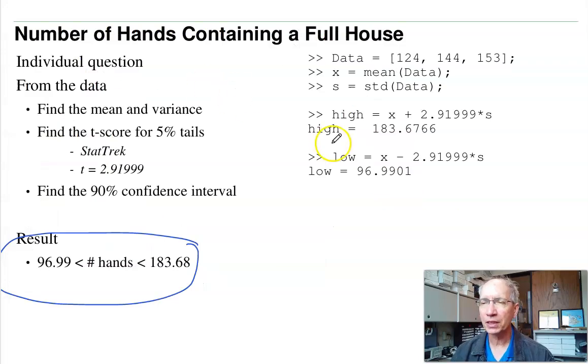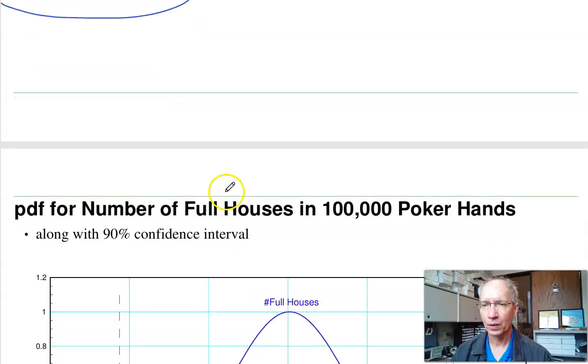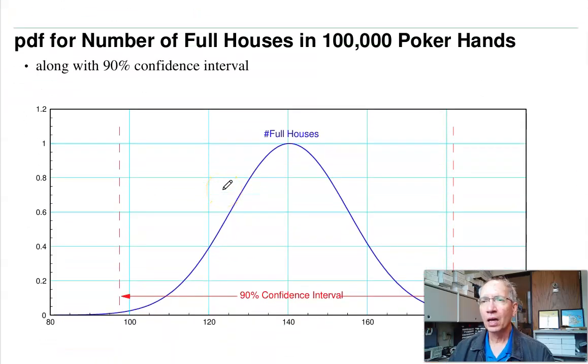Okay, so that's an individual question. How many times do I get a full house? And that's kind of what the PDF looks like. I've got a mean, I've got a standard deviation, the normal distribution, it's actually a t-distribution, looks very much like a normal distribution. There's my left tail, 5%. Here's my right tail, also 5%. And 90% of the time, I'll have numbers in this range.